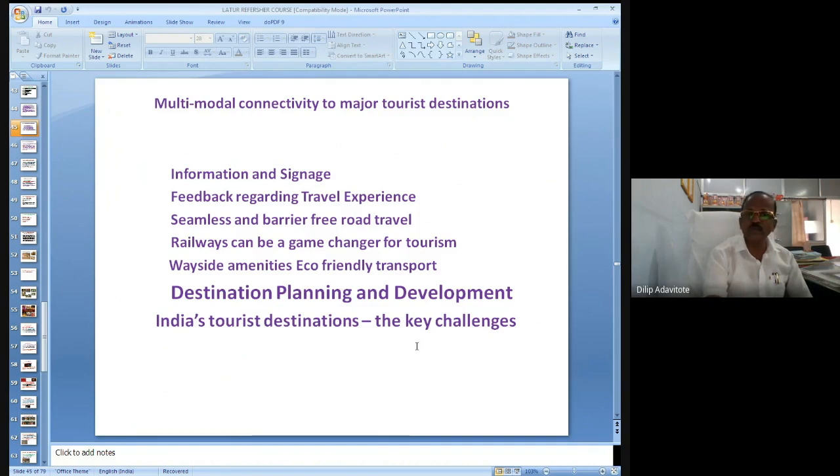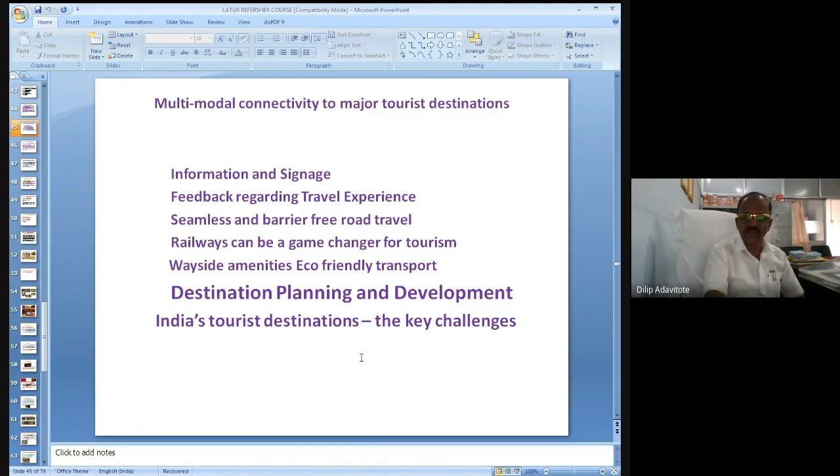And therefore, multimodal connectivity to major tourist destinations is going on. So through the road network, rail network, air network, information and signage boards, feedback regarding travel experiences. The connectivity is going on, wayside amenities, eco-friendly transport. Destination planning and development is very important, and it is going on in all of India's tourist destinations. And we are putting in too much effort to develop all these things.